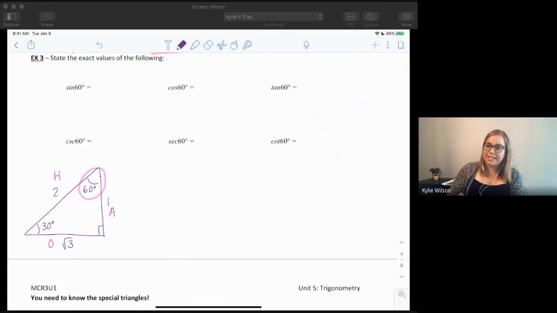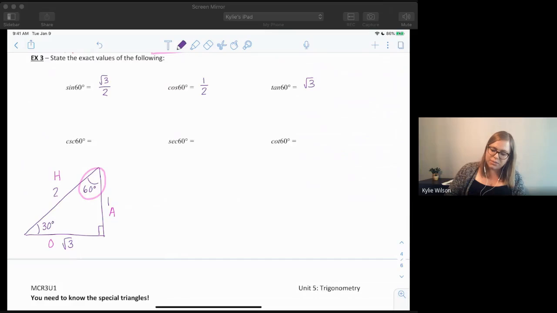So sine 60 is going to be opposite over hypotenuse, so root 3 over 2, like that. Cosine of 60 is adjacent over hypotenuse, so 1/2. Tan 60 is opposite over adjacent, so we'll have root 3.